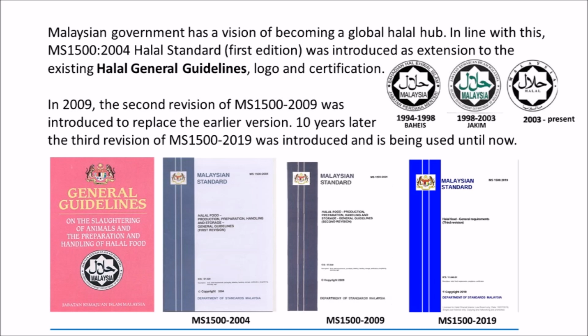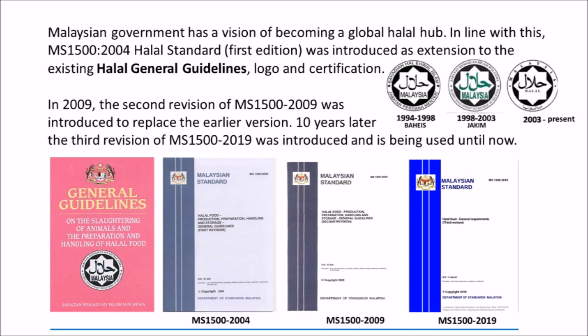Now, coming to the standard, the Malaysian government has a vision of becoming the global halal hub. Even the Prime Minister at that time mentioned that Malaysia is going global and local, in line with the Malaysian Standard 1500:2004. We have this first standard, the first edition, introduced as an extension to the existing halal guideline. At that time we didn't have a standard. Before 2004, we only had halal guidelines.